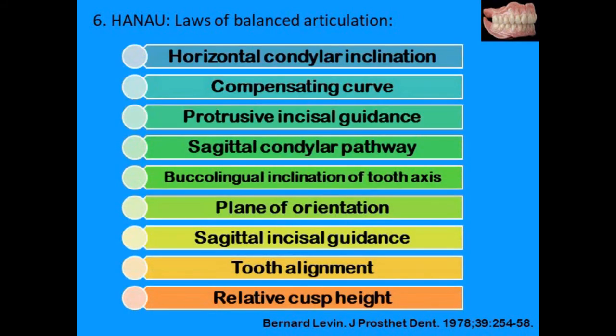Next is another important concept, that is Hanau's laws of balanced articulation, given by Rudolf L. Hanau in the year 1925. So he believed articulation of the artificial teeth was related to 9 different factors, and they were the horizontal condylar inclination, the sagittal condylar pathway, compensating curves, protrusive and sagittal incisal guidance, buccolingual inclination of the tooth axis, the plane of orientation, tooth alignment, and relative cusp height. So these were known as Hanau's laws of balanced articulation.